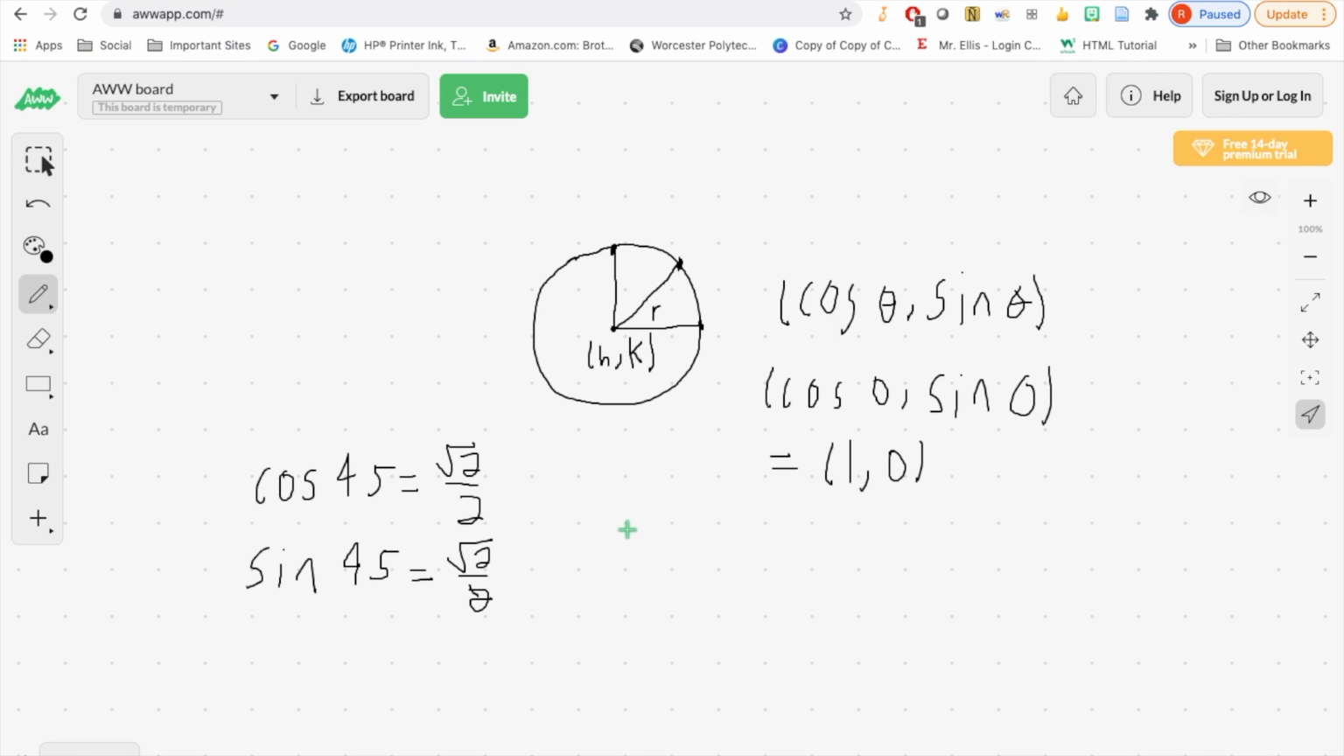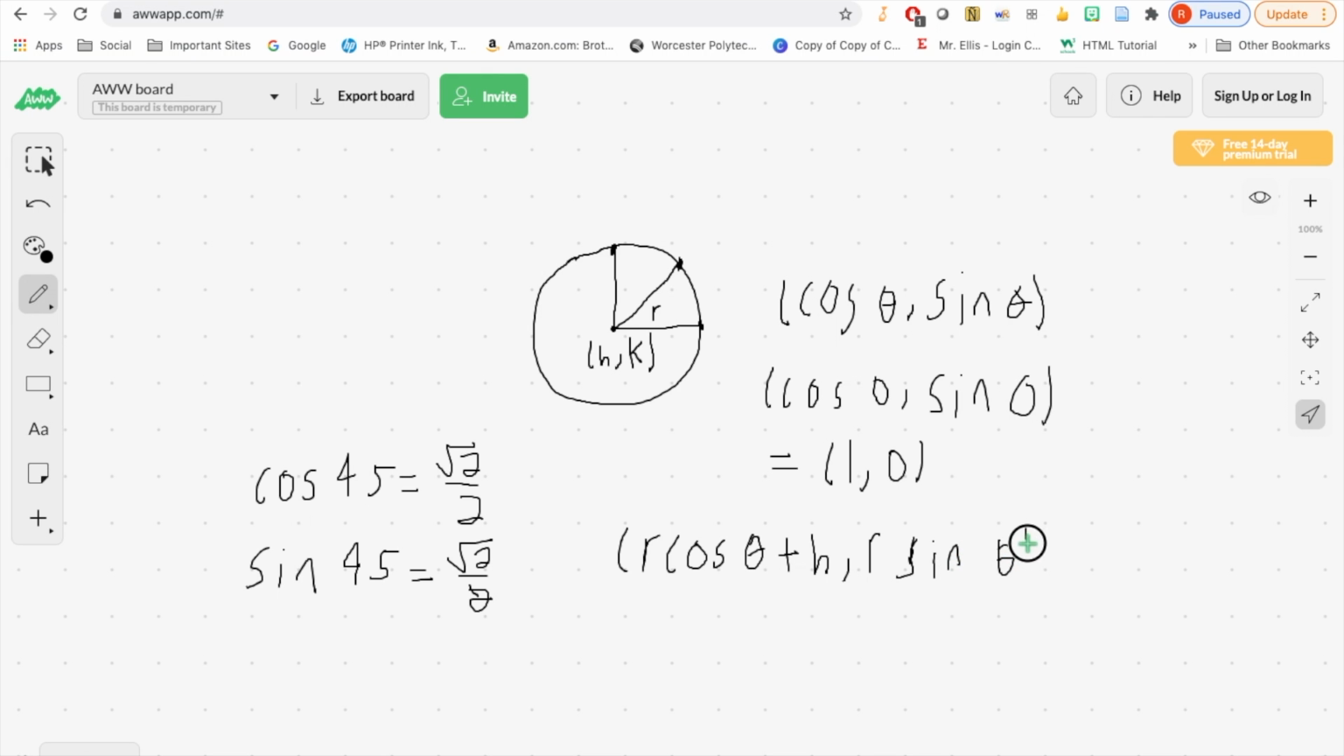Then the general form would be r cosine theta, and you might recognize this from polar equations if you're familiar with those. If you're not, no worries, you don't need to be. That would be r cosine theta, excuse me. And then you can add the center point. So not 0 comma 0, we're at h comma k, and this is for the x coordinate, of course. Cosine corresponds to x, sine corresponds to y. That's important to note. Then we can do r cosine theta plus h, comma r sine theta plus k. And that will get us our coordinates.